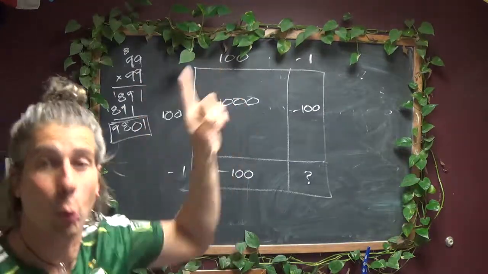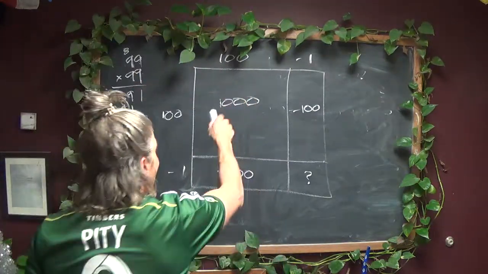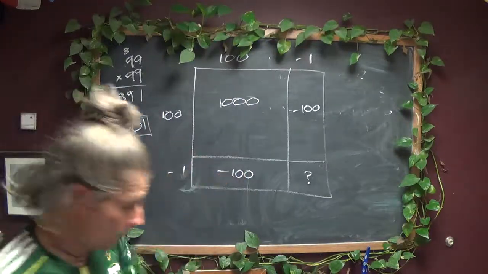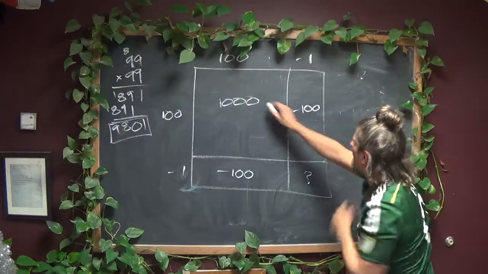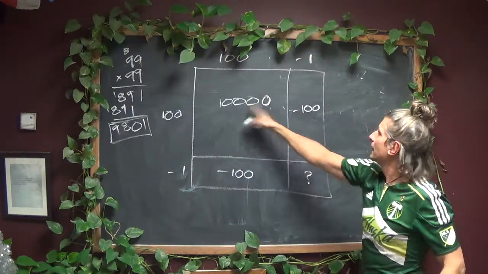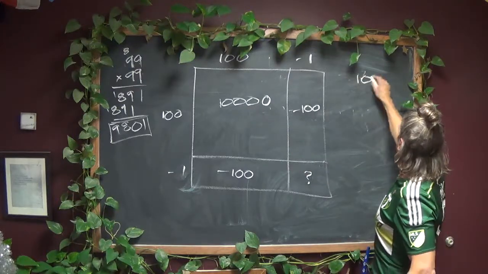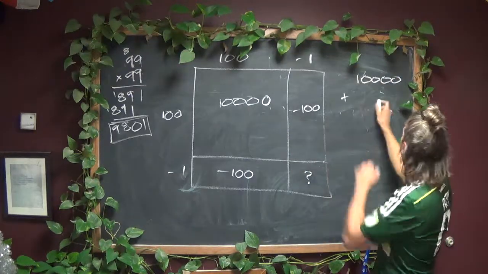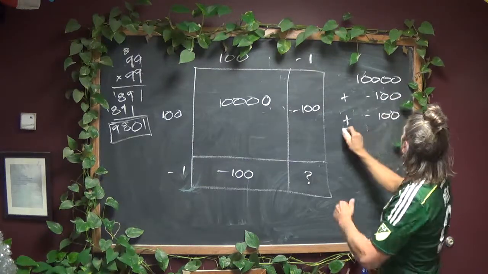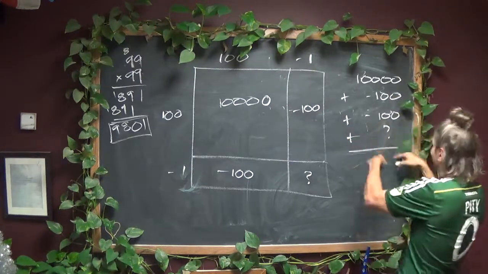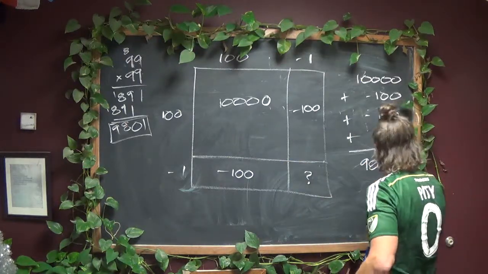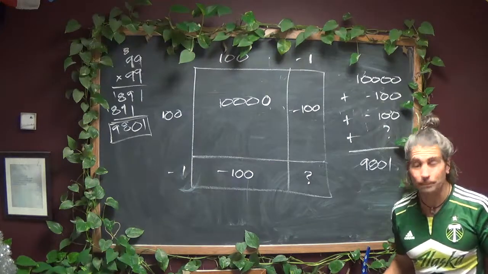But I know if I did know what that was, I could add those four things together, and that's what that equals. So that's 10,000. There should be a 0 there. Sorry, my bad. So if you do 10,000 plus -100 plus -100 plus the question mark, that has to equal 9,801.